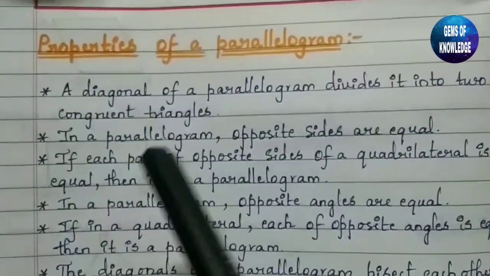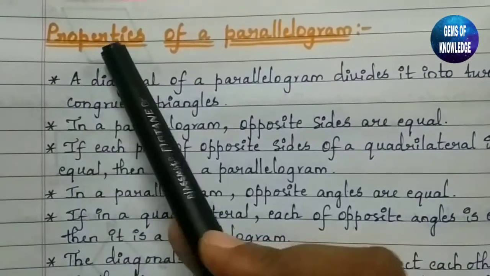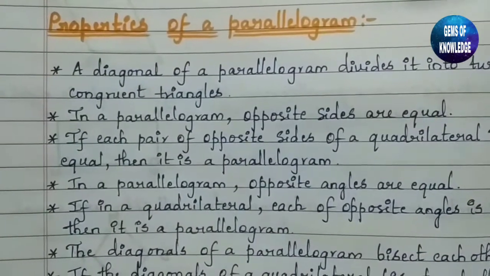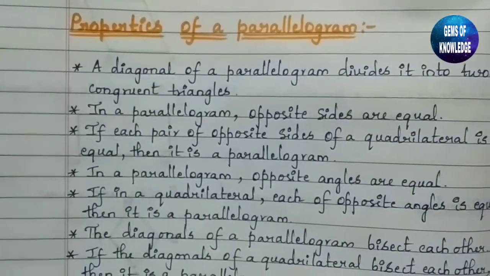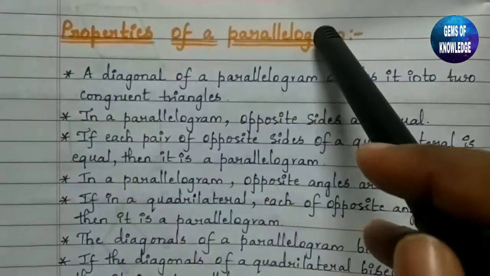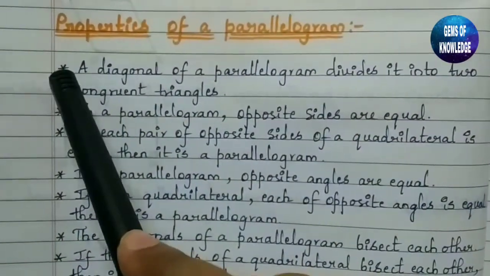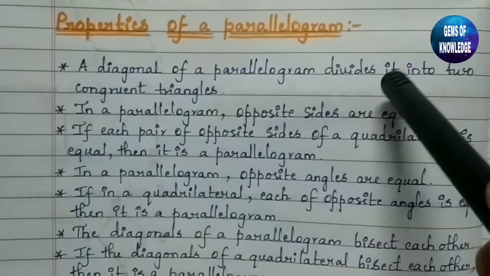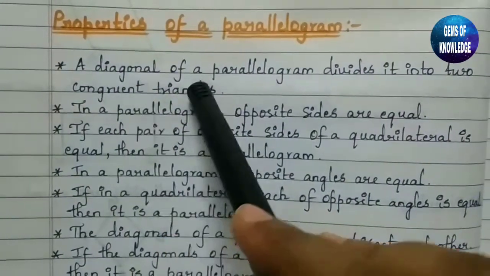Okay, so the next thing you need to know here is about the properties of a parallelogram. So the first one is a diagonal of a parallelogram divides it into two congruent triangles.